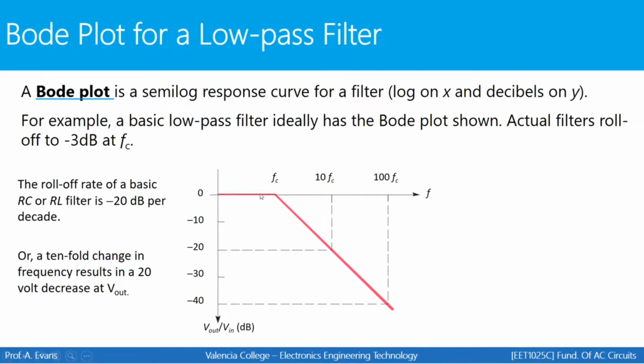So when you're looking at a Bode plot, the flat area represents frequencies that are passing through the filter. So any frequency less than the FC is a passing frequency. As we extend past that critical frequency, we're going to see the voltage drop dramatically. And these represent frequencies that aren't passing, because as I measure that output voltage, it's going to be significantly less than what I put in.